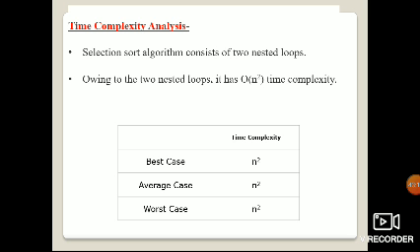And what is the time complexity? The time complexity is big O of n squared. For all the cases, the time complexity is the same. The time complexity is how much time is required to complete the execution. How much time I am taking for the selection sort, that is big O of n squared, because the selection sort algorithm consists of two nested loops.